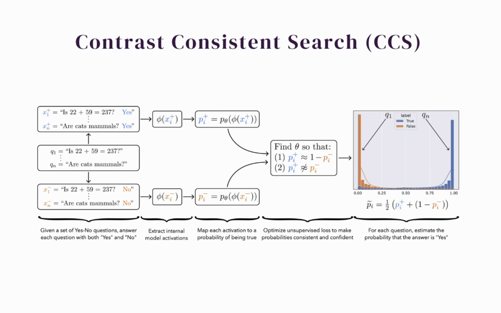First, we generate contrast pairs by attaching pseudo-labels yes and no to a sentence. Second, we extract hidden states or model activations at a particular layer. Third, we train a linear classifier to map the model activations to the probability of being true. Intuitively, the direction along which our classifier achieves the highest classification accuracy serves as a proxy for the truth direction we hypothesize the model to represent internally. This is done by optimizing an unsupervised loss function that incentivizes consistency and confidence of the probability predictions.